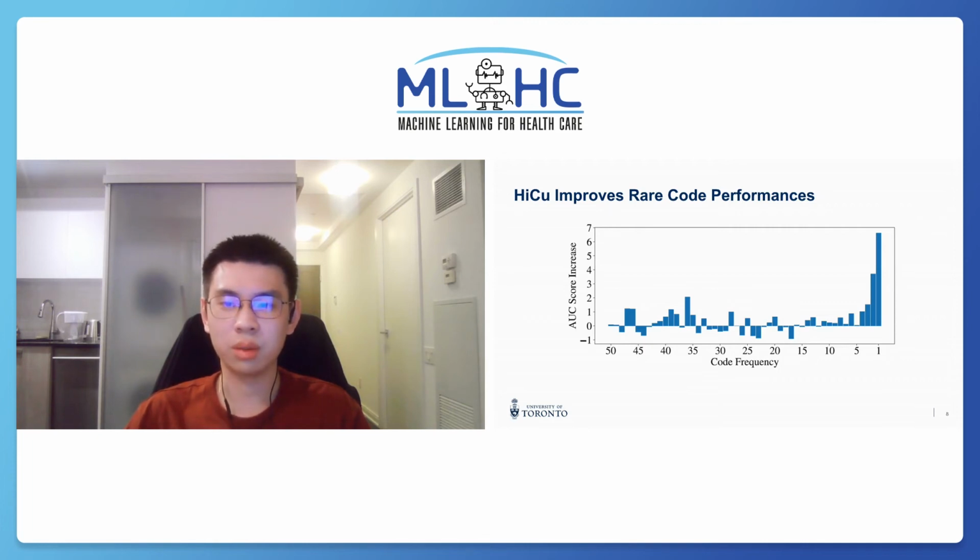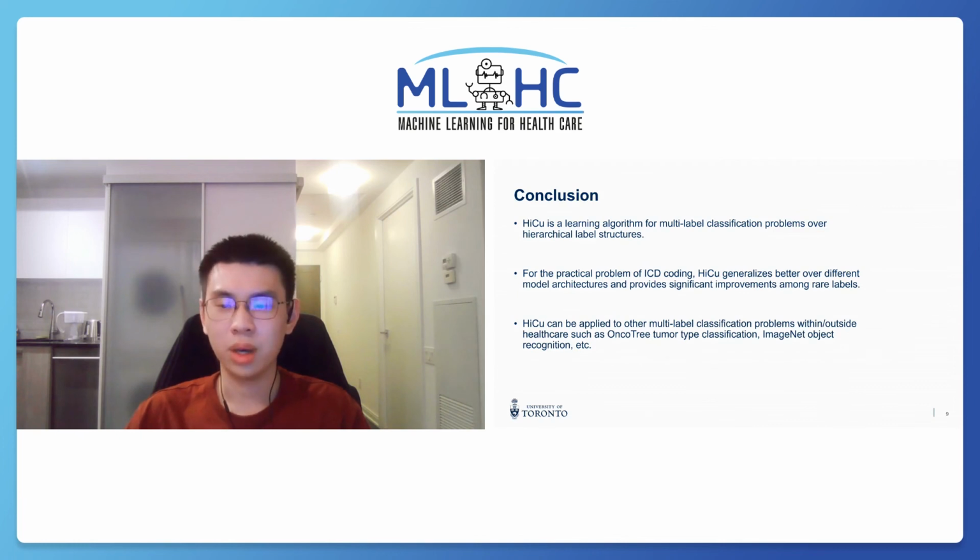This figure shows that HiCu provides a larger AUC increase when the code frequency in the dataset is less than 5, which indicates that gains in AUC scores at rare labels are emphasized. We believe this is because HiCu's curriculum learning strategy reduces the difficulty of classifying these rare labels in the final training round. In summary, HiCu is a learning algorithm for multi-label classification problems over hierarchical label structures.